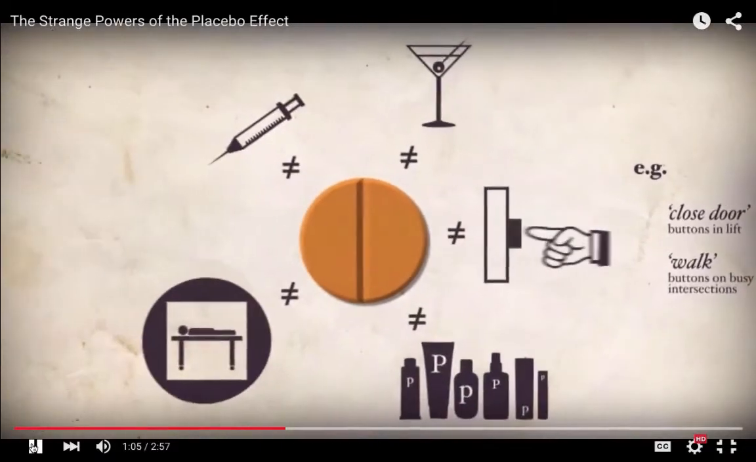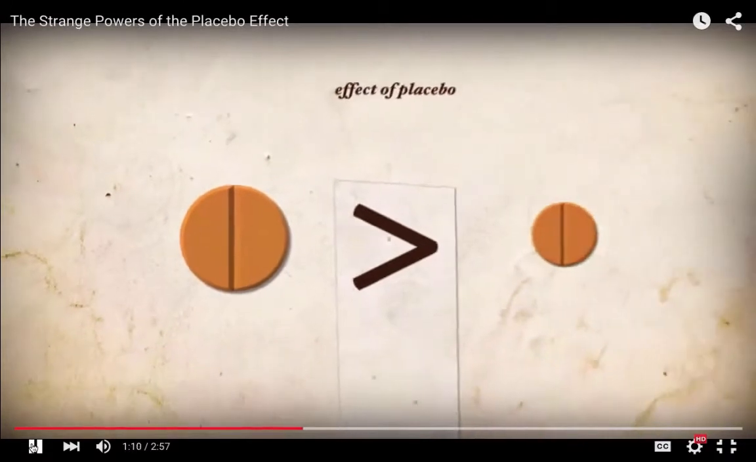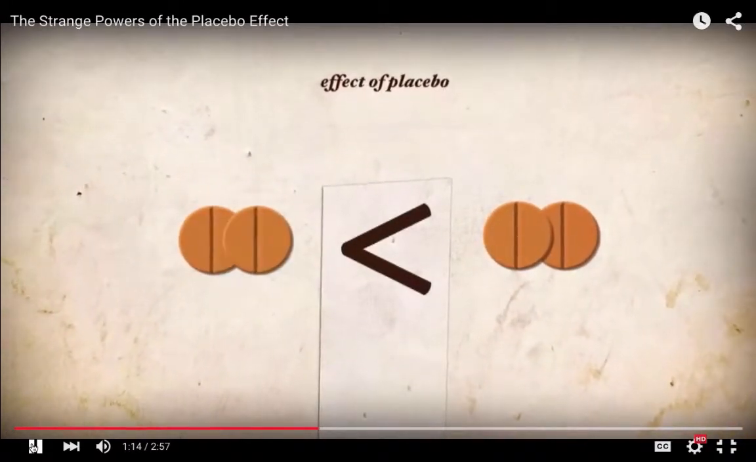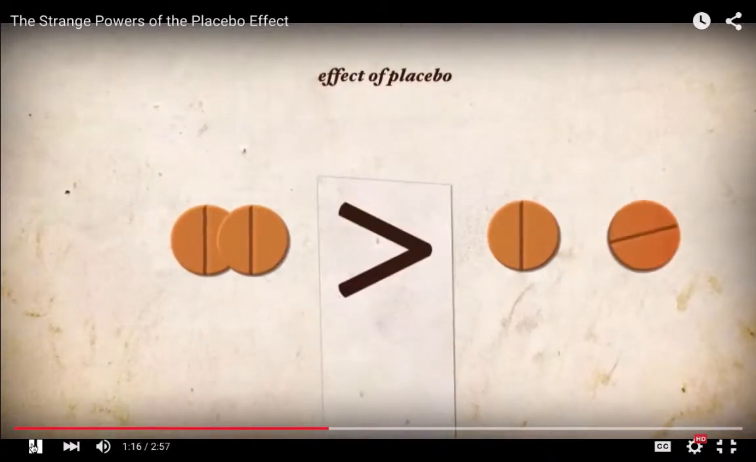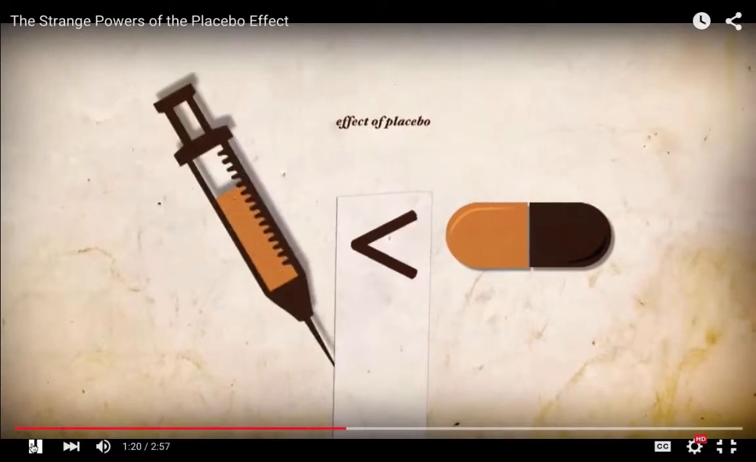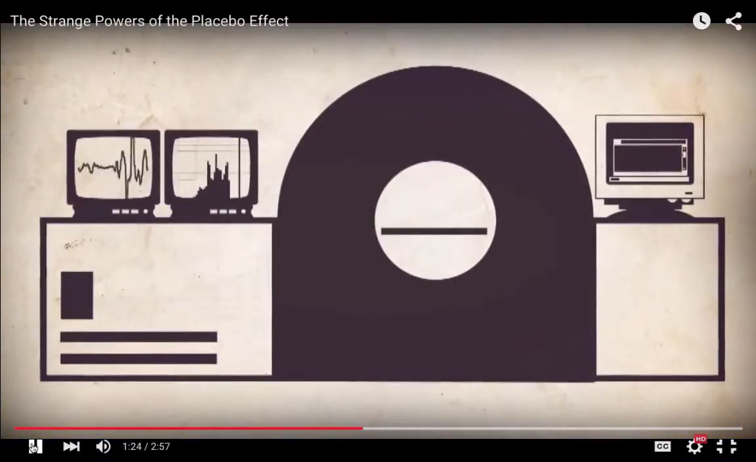But not all placebos are equal. The effect of the placebo is bigger when the pill itself is bigger, or if you have 2 instead of 1, or 2 once a day instead of 1 twice a day. And a capsule will usually beat a pill, and a syringe will usually beat a capsule, and anything with a big science machine can outperform any of them.